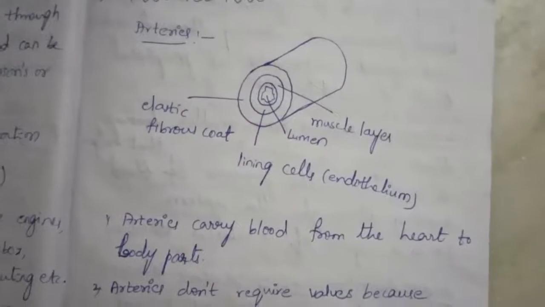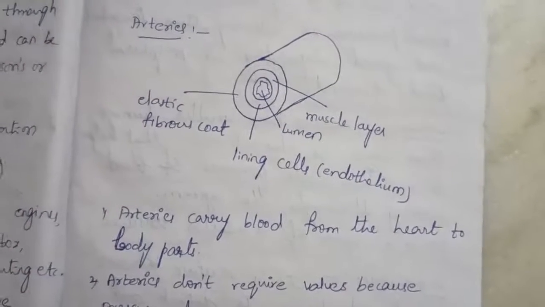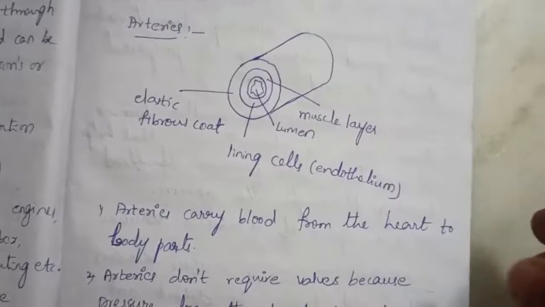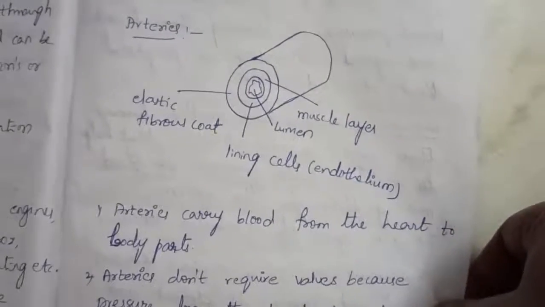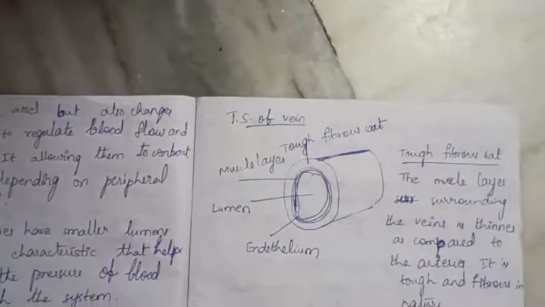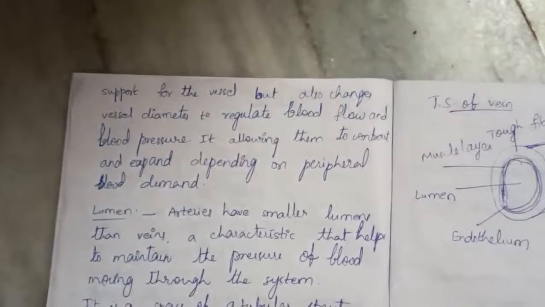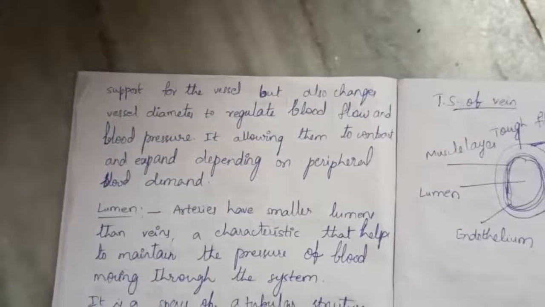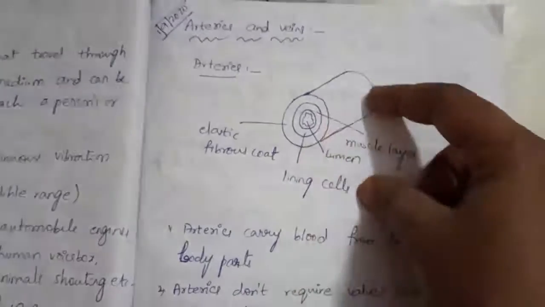And the muscle layer, which is also smooth. Arteries are rigid, but have an elastic fibrous coat. The muscle layer is the smooth and thickest layer. It provides protection and support for the vessel, and also changes the diameter of the vessel. The diameter of the artery is regulated according to the blood flow and blood pressure, allowing it to contract and expand depending on the peripheral blood demand.